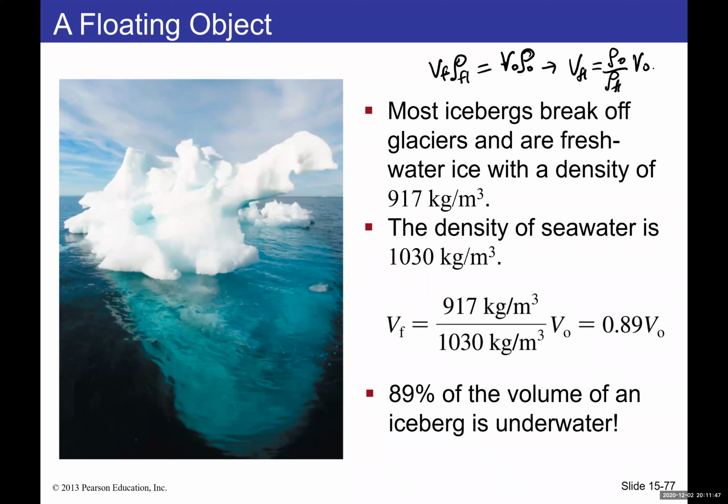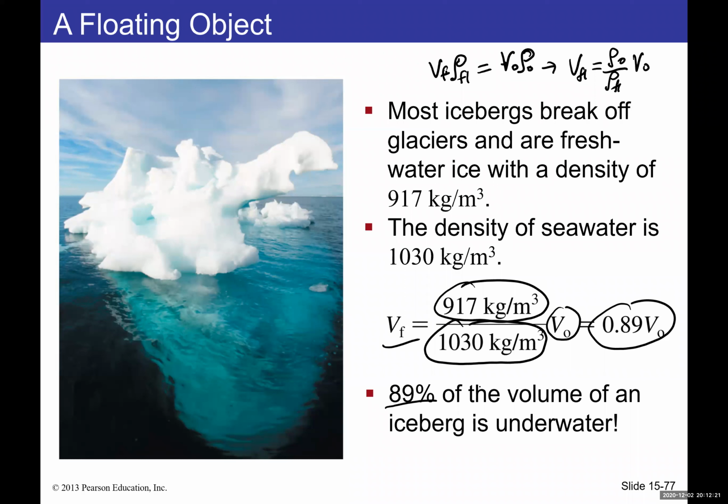So the volume of the fluid displaced by this iceberg is the density of the iceberg divided by the density of the seawater, times the volume of the object. And what we see here is 0.89 of the volume of the object, which means 89% of the volume of an iceberg is underwater. So you only see about 11% of the iceberg. 89% of it is underwater.